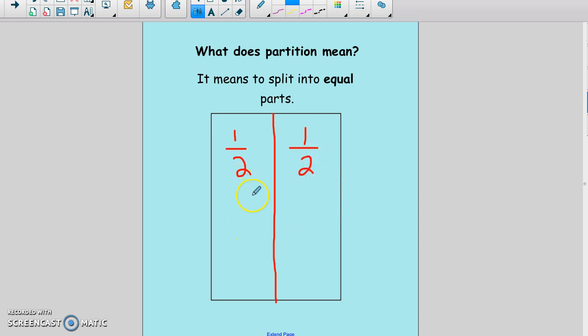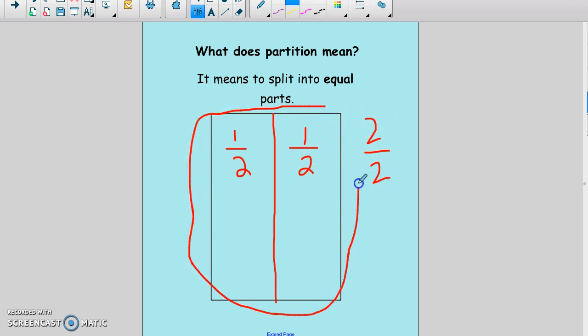So if I have 1/2 over here and 1/2 over here, I can show my whole rectangle by saying that I have 2 halves. 1/2 on this side and 1/2 on this side is 2 halves, which gives me my whole rectangle here that's circled in red. 2 halves make the whole.